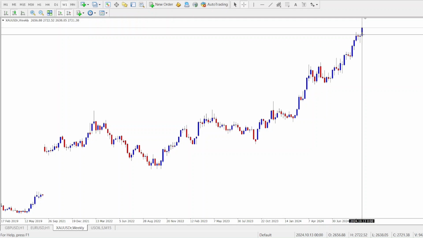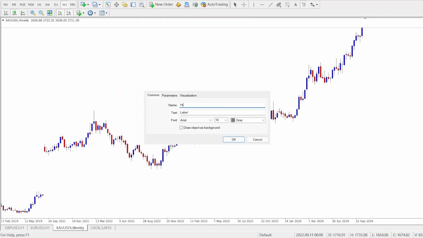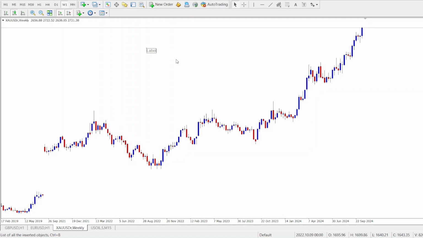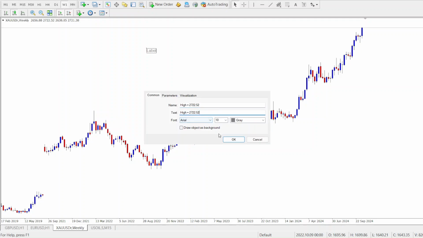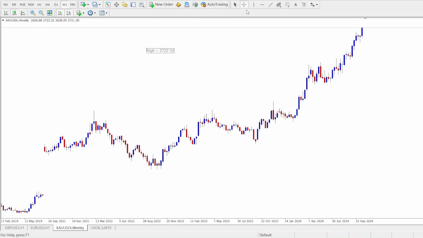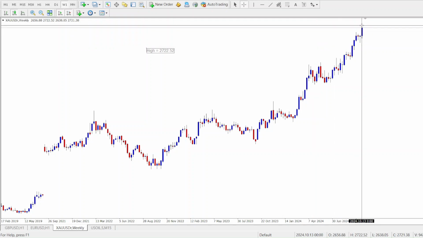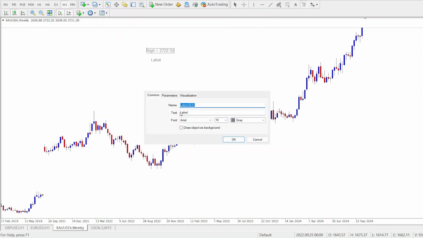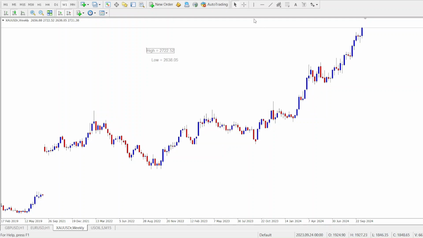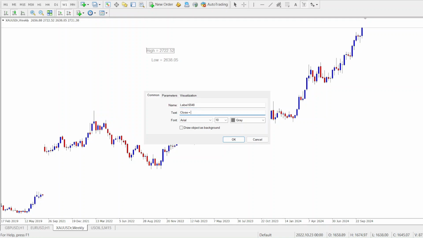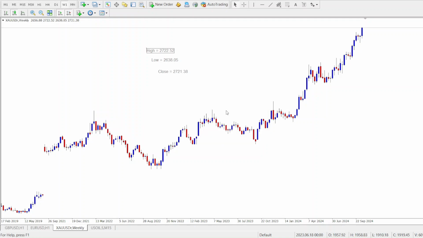So the high is 2722.52. Then the low is 2638.05. And then our close is 2721.38.